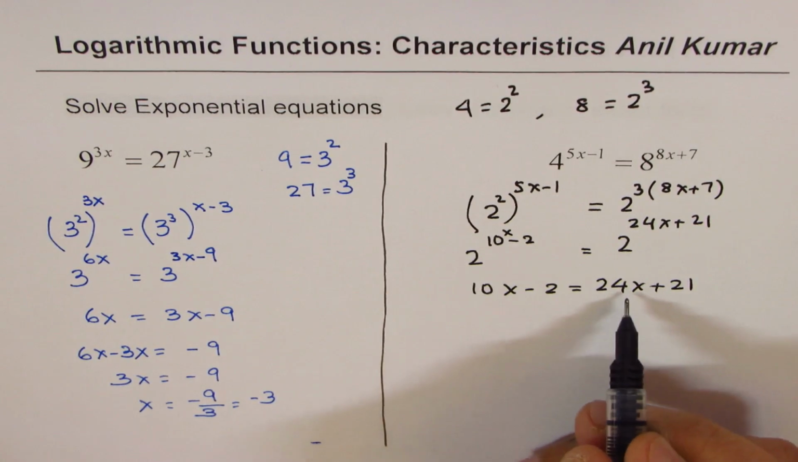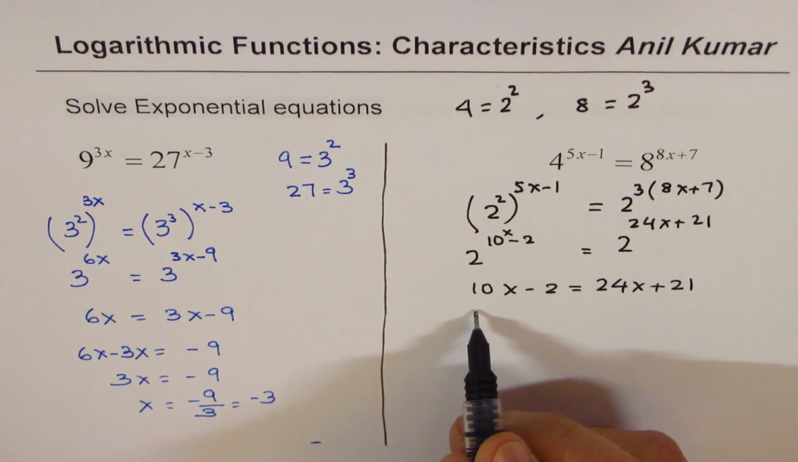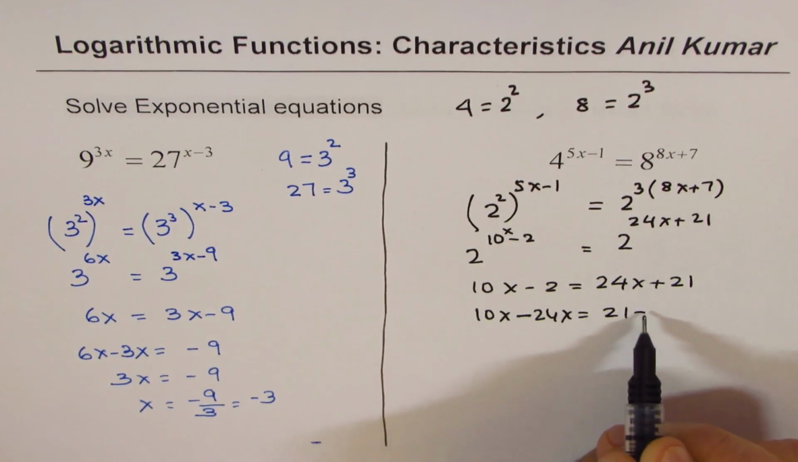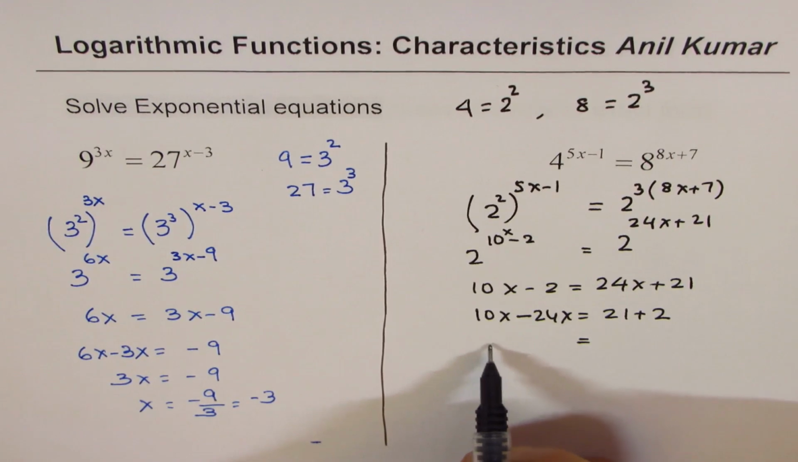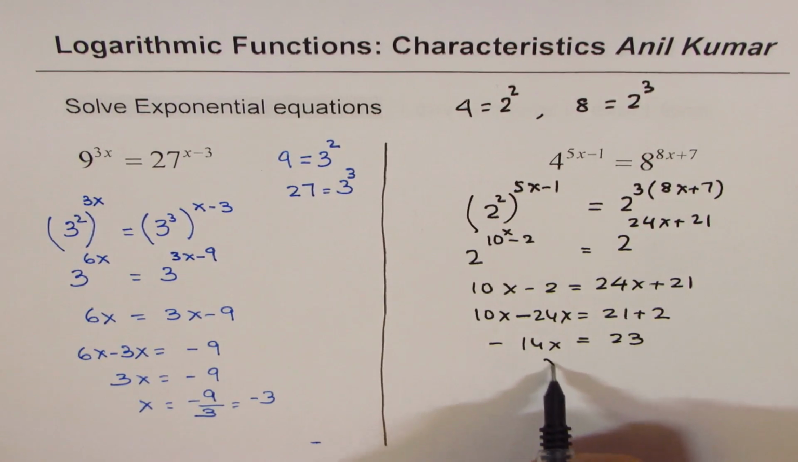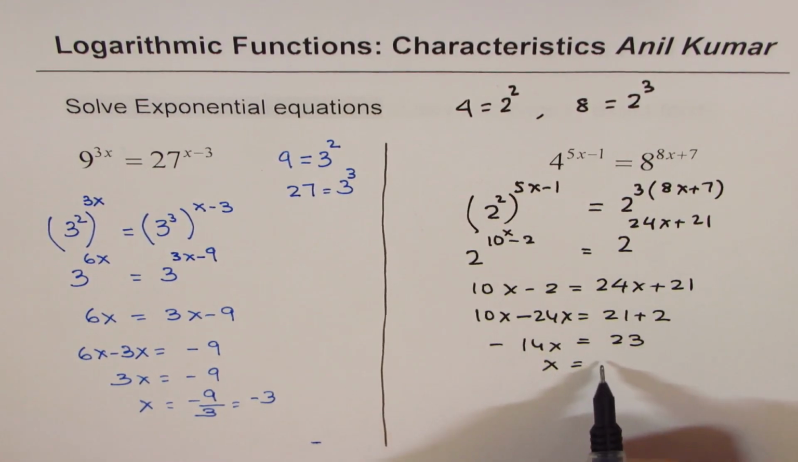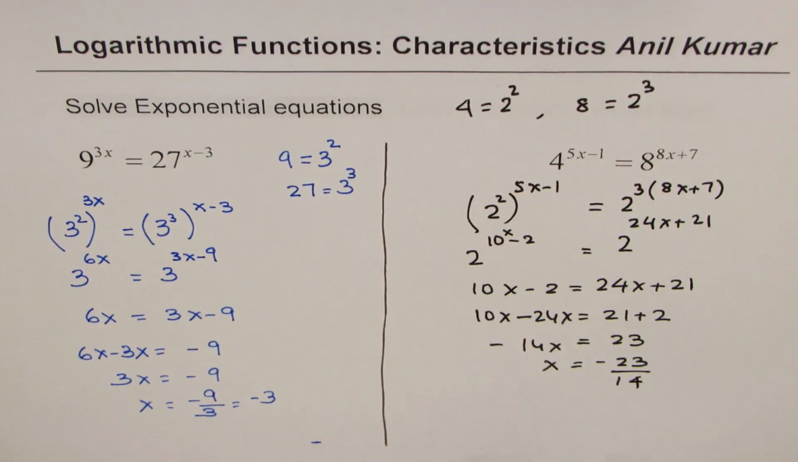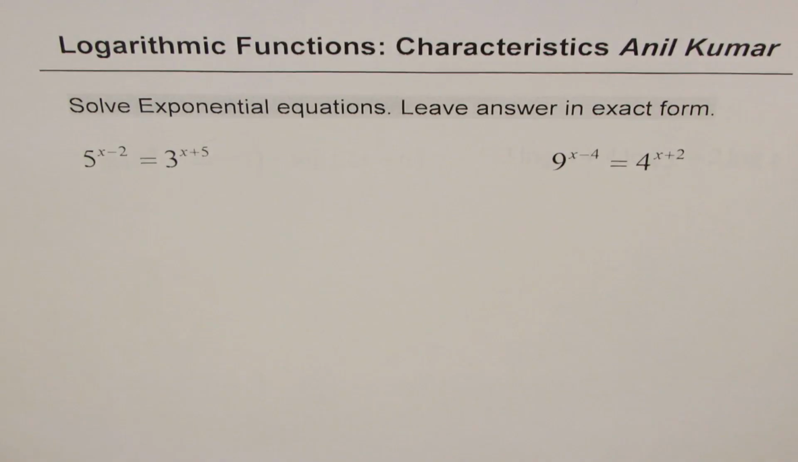Bringing x's together, we can write this as 10x minus 24x equals to 21 plus 2. That gives us minus 14x as equal to 23, or x is equals to minus 23 over 14 as our answer. So x is minus 23 over 14. So with that, I think we have solved these equations. Let's move on to the next set of equations.